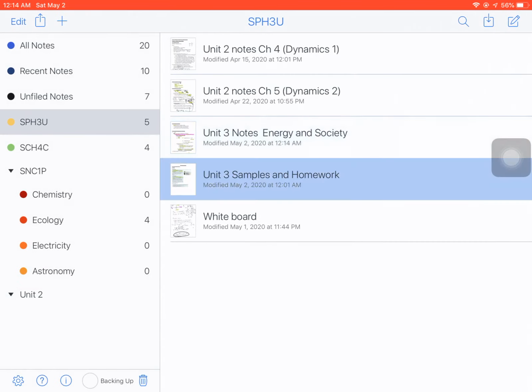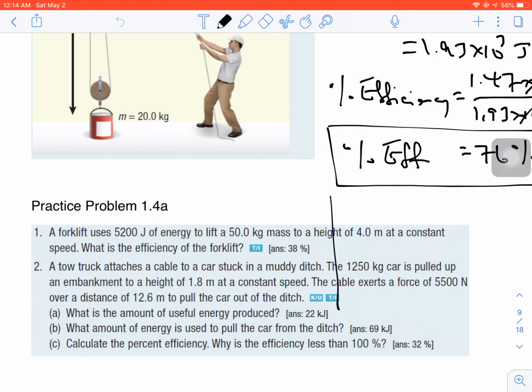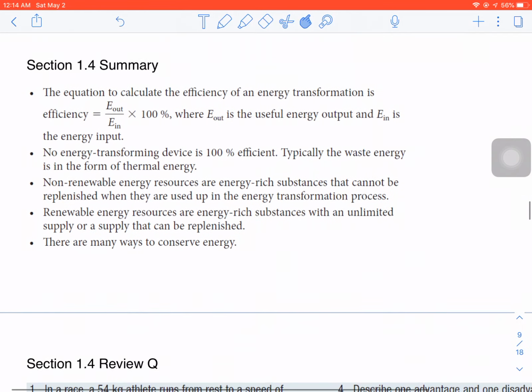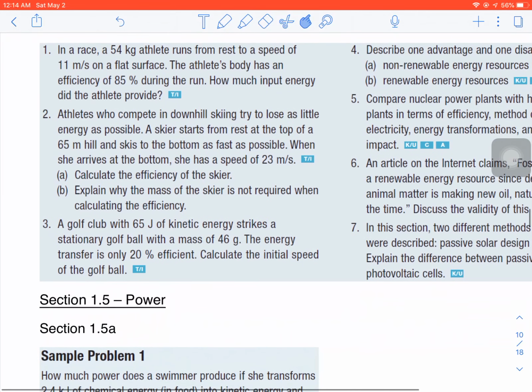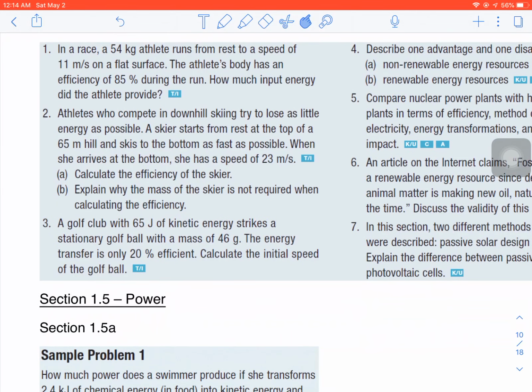So if I look at the review for 1.4, there's question 3 right there. And it says, a golf club has 65 joules of kinetic energy, which is going to hit a golf ball. The golf ball has a mass of 46 grams, and the energy transfer is only 20% efficient. So the energy that went in from the golf club, only 20% of it is going to be used to create kinetic energy in my golf ball. The question is, what will be the speed of the golf ball?